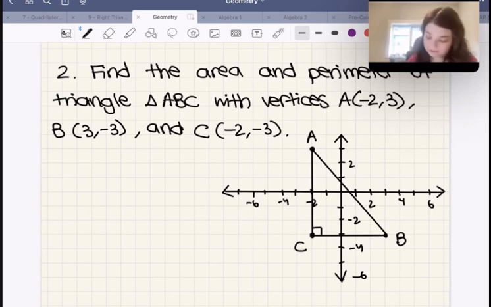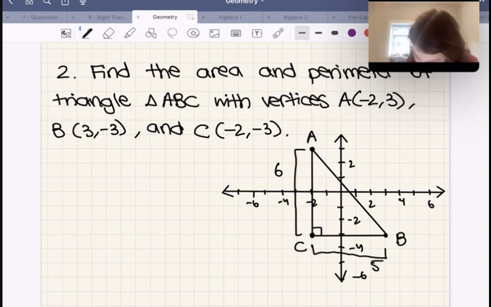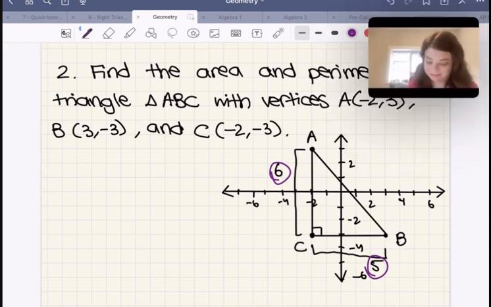However, from A to C, if we just count 1, 2, 3, 4, 5, 6, we can see that it's 6, right? And for this one, 1, 2, 3, 4, 5, we can see that it's 5, right? So therefore, our legs are 5 and 6. So we could either use the distance formula to find the length from A to B, or we could use Pythagoras' theorem. I will be using Pythagoras' theorem today, but either one will work. And honestly, they're very much the same, is the good thing.